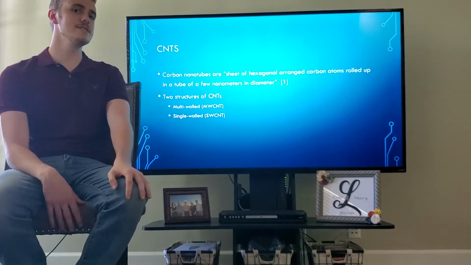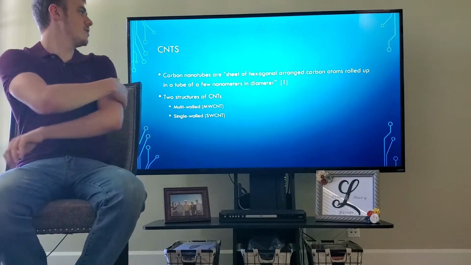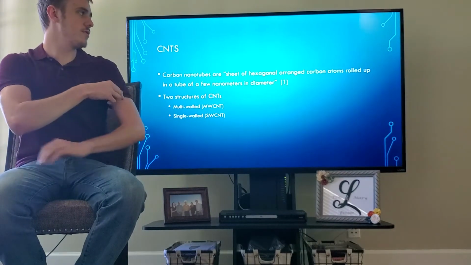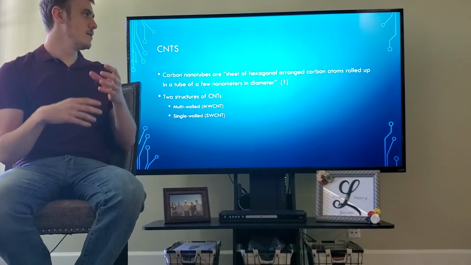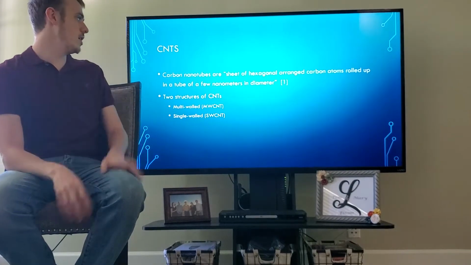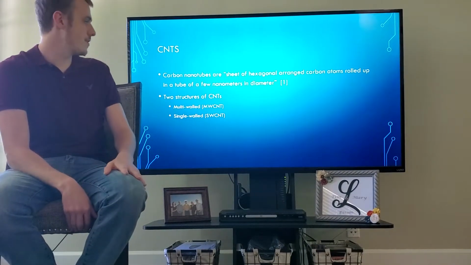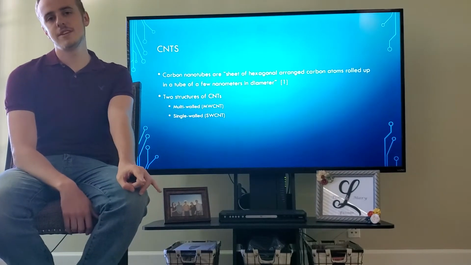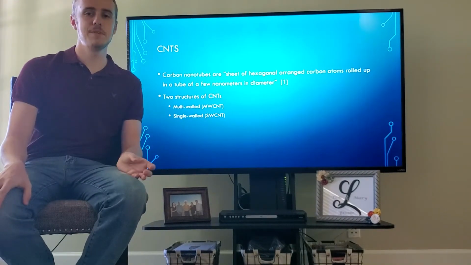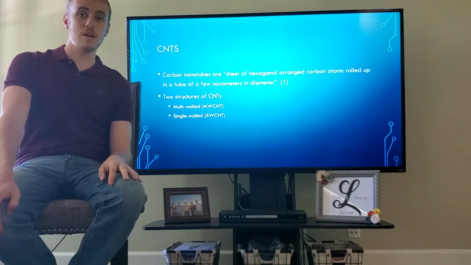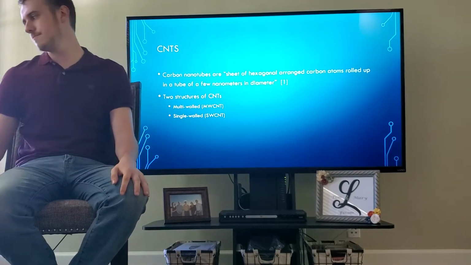So now CNTs, carbon nanotubes, are sheets of hexagonally arranged carbon atoms rolled up into a tube a few nanometers in diameter. There are two structures of CNTs, the multi-walled, or MWCNT, or the single-walled, SWCNT.